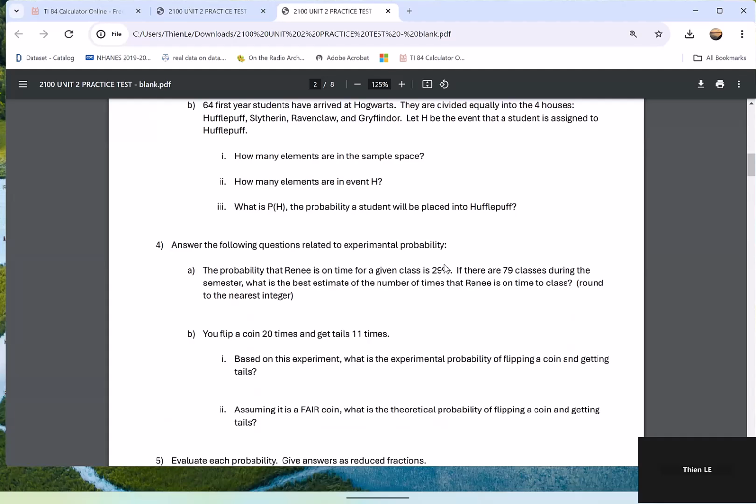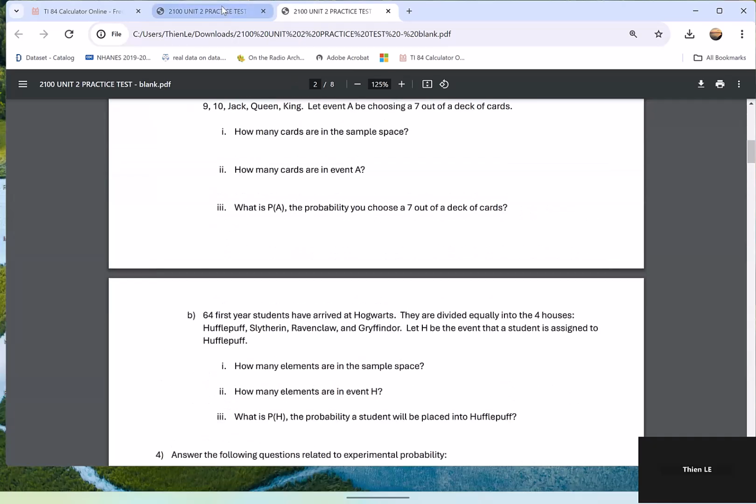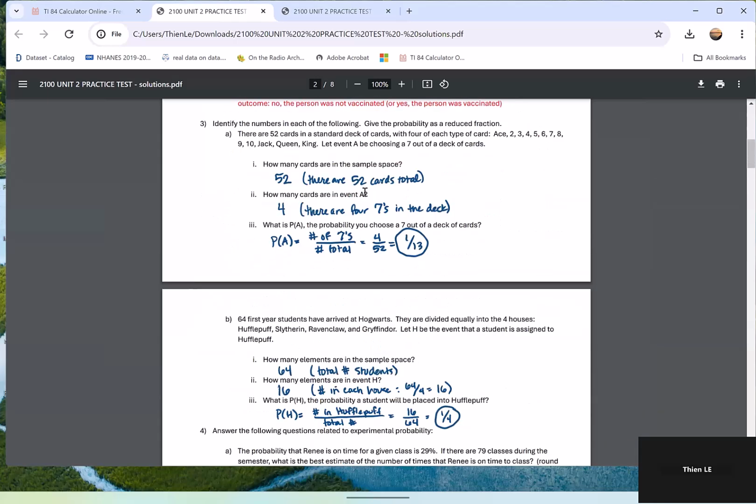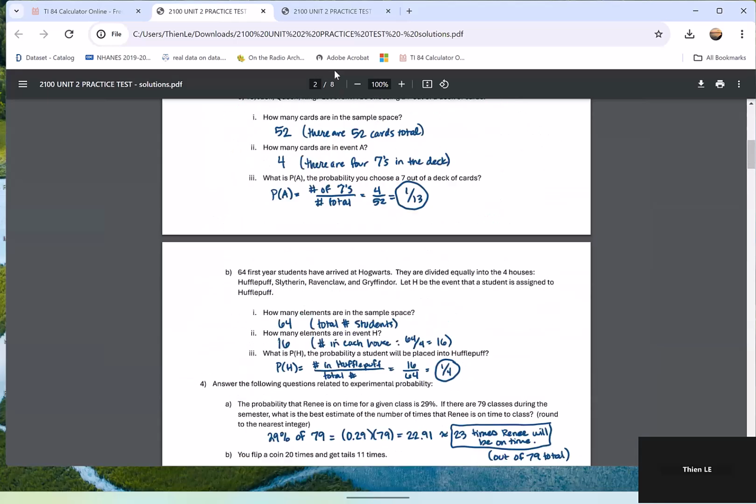Answer the following question. So let us also look at the solution, okay? I think we have it correct here. Correct, okay.